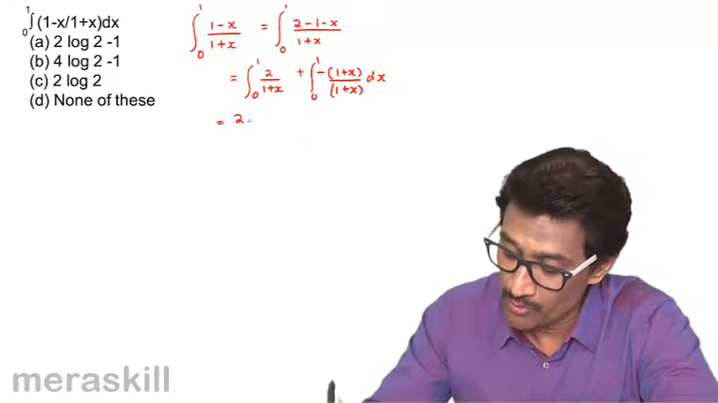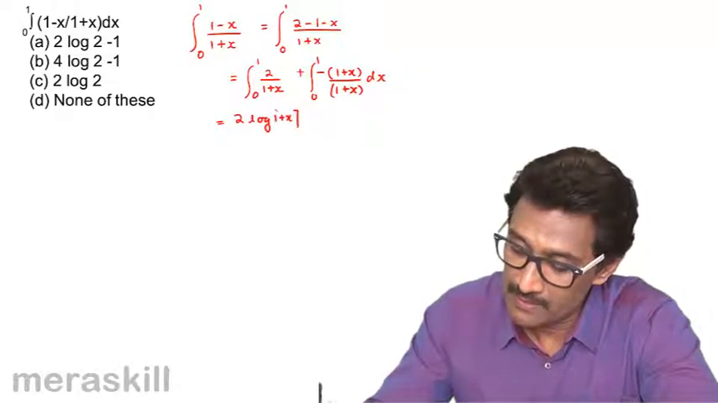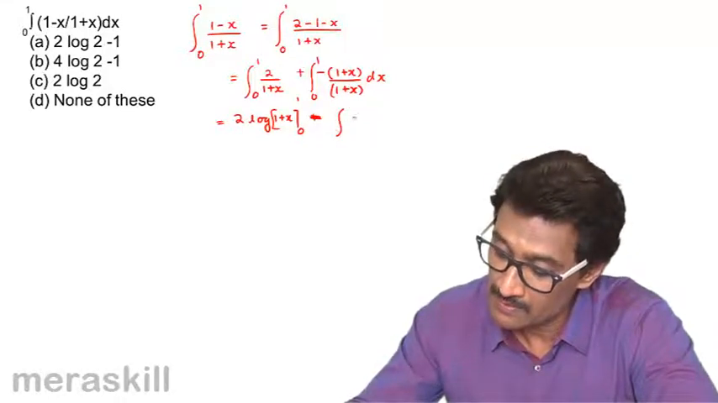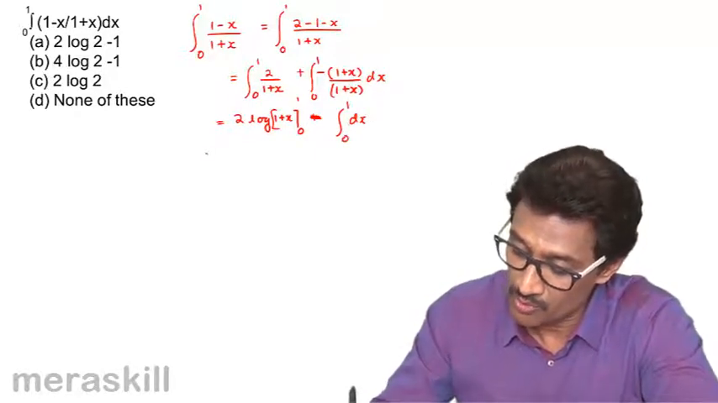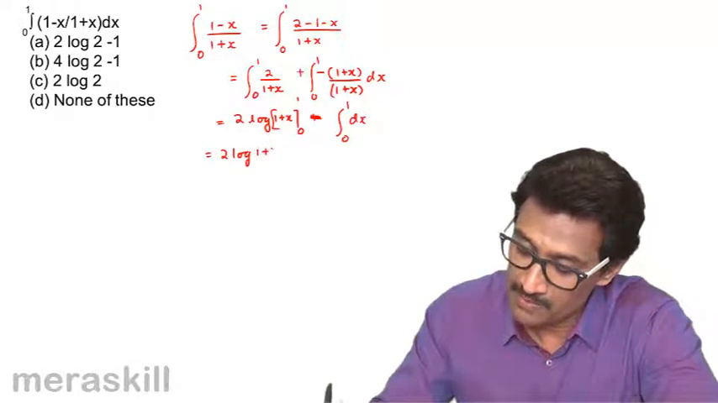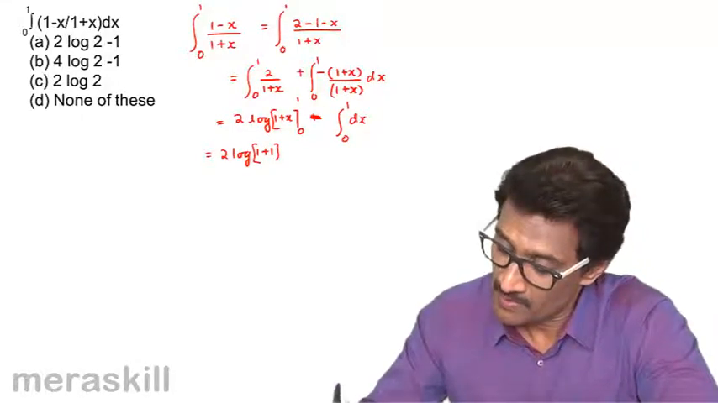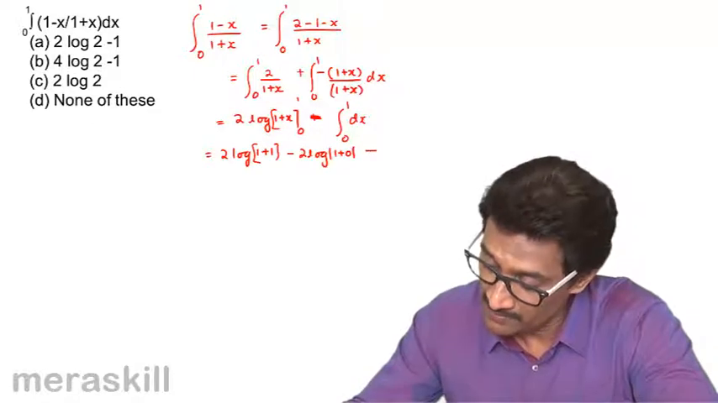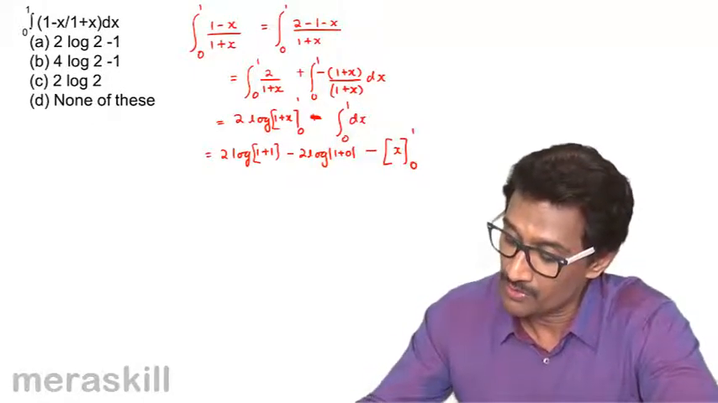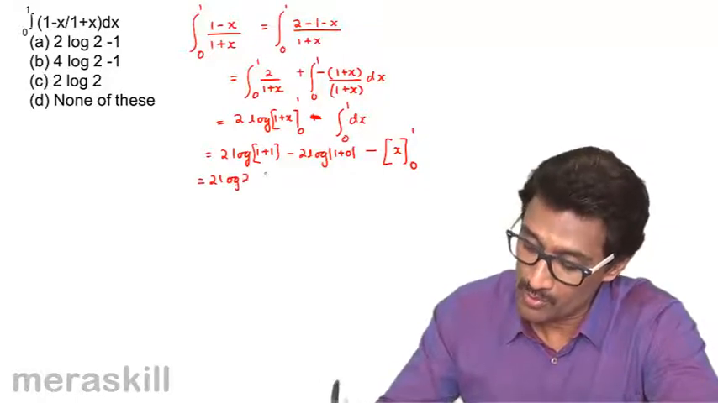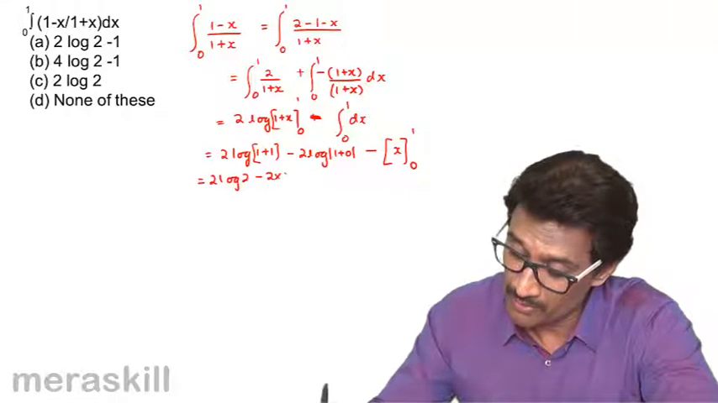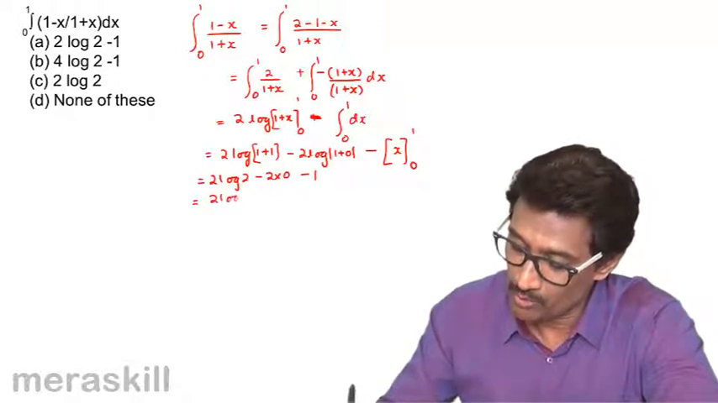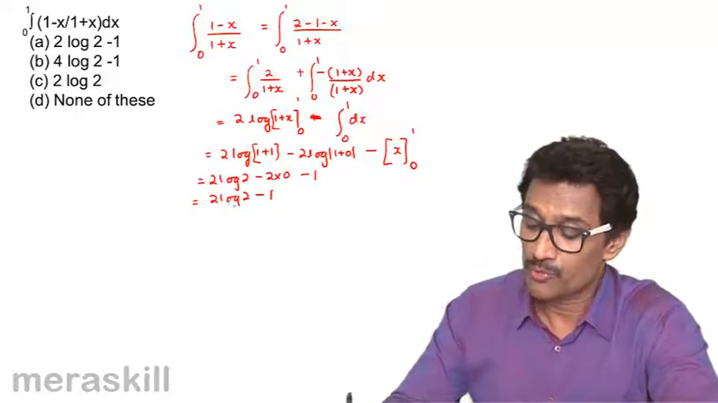Which is going to be 2 log 1 plus x from 1 to 0, minus the integral of dx from 1 to 0. So it's going to be 2 log 1 plus 1 minus 2 log 1 plus 0, and this is nothing but x from 1 to 0. Now this is nothing but 2 log 2 minus 2 log 1, which is 2 into 0, minus 1 minus 0. So it's going to be 2 log 2 minus 1.